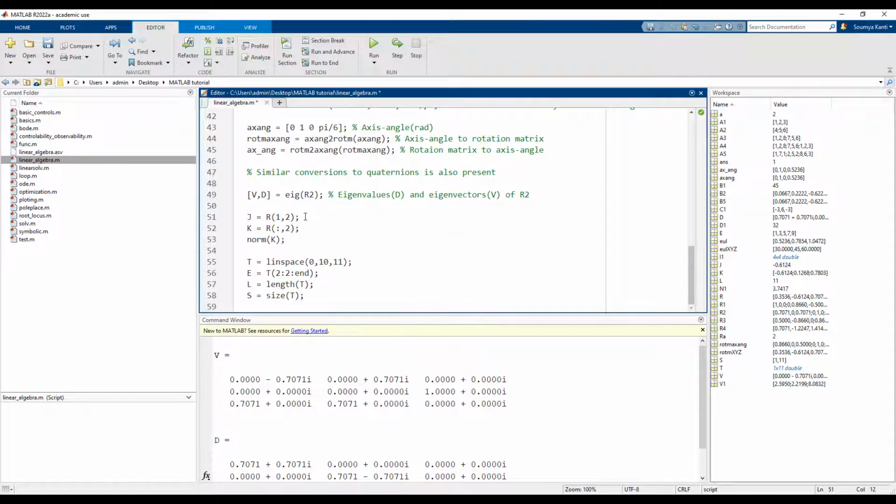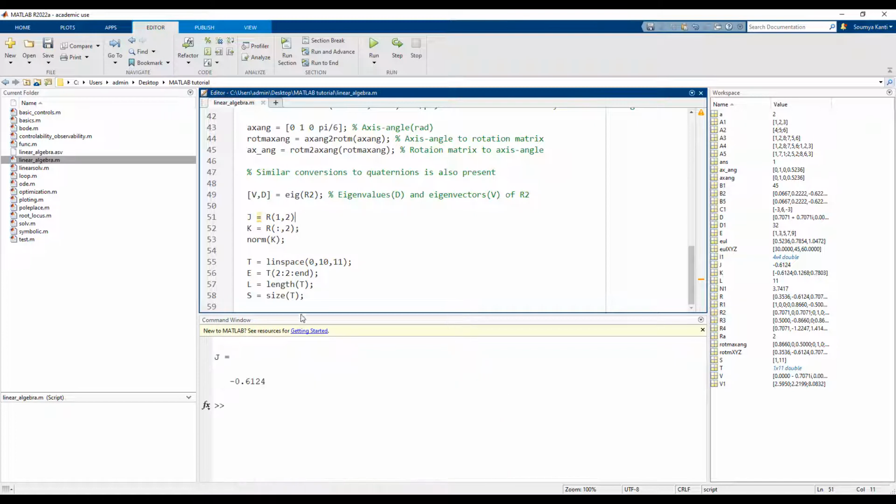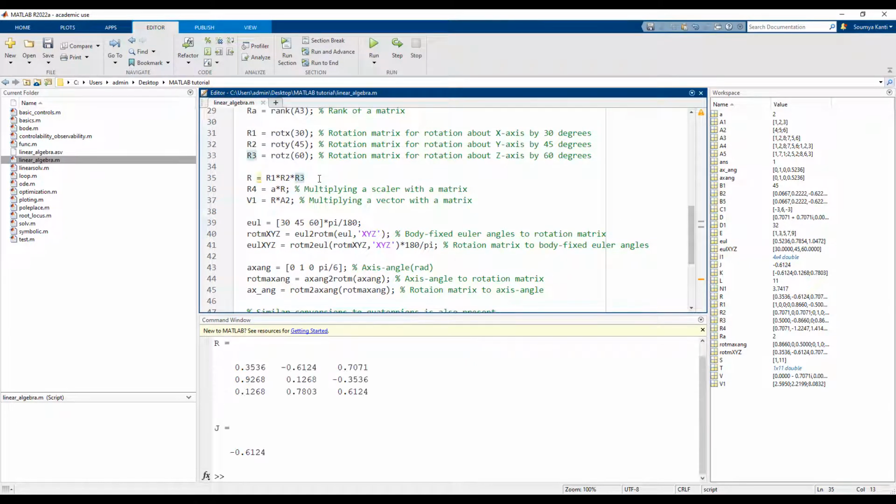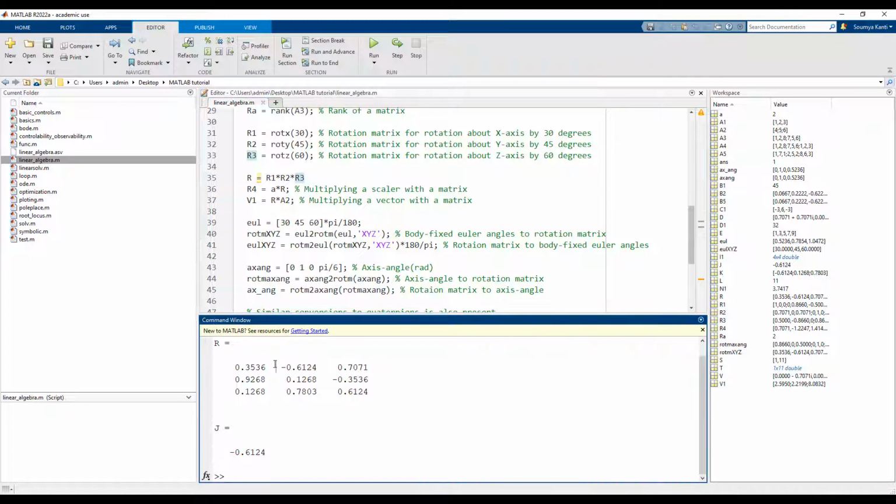So suppose I want the 1 2 element, what is the value of the 1 2 element. So you can directly type like R in bracket 1 comma 2. So it will give you the 1 2 element of R. So if I now comment it and see, so you can see that 1 2. So this is the one we were inquiring, and it actually gives out.